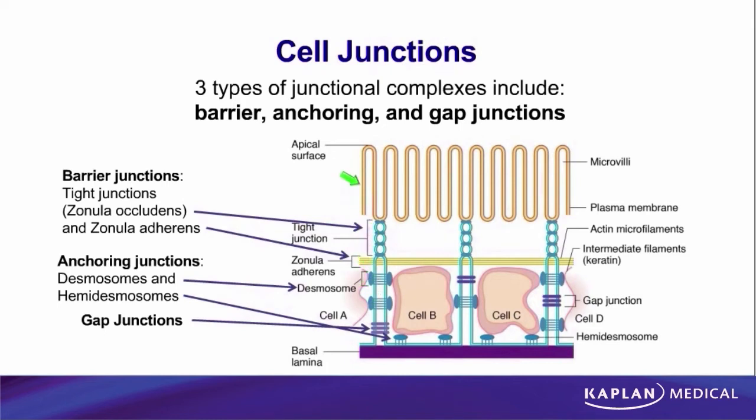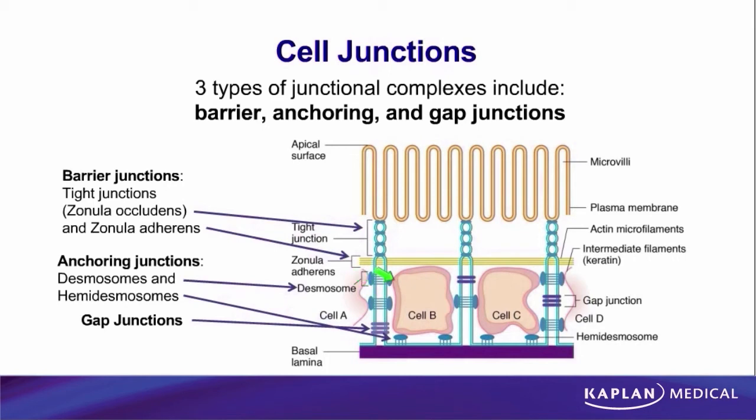Anchoring junctions, as the name implies, anchor or attach cells to other things, either attaching an epithelial cell to another epithelial cell, as is seen here, attaching this cell to this cell, or attaching an epithelial cell to a basement membrane, as is seen here. So the anchoring junctions that connect one epithelial cell to another are called desmosomes, where you have a thickening of this epithelial membrane and a thickening on this.